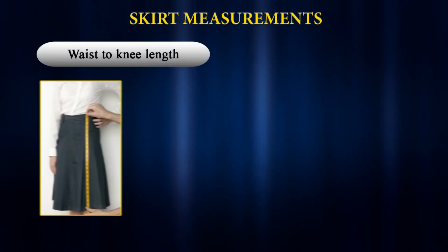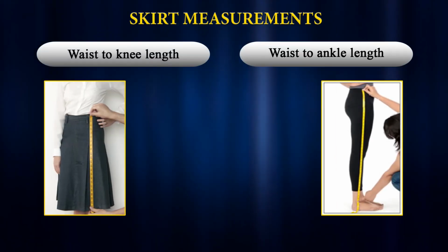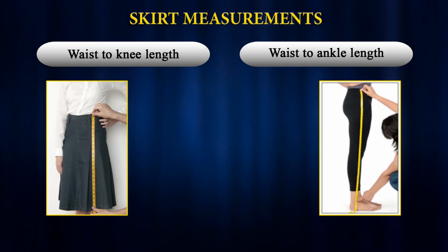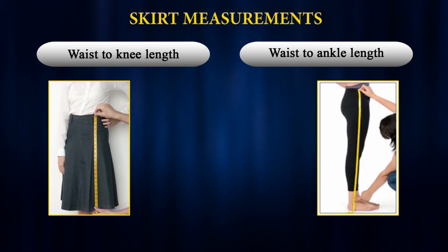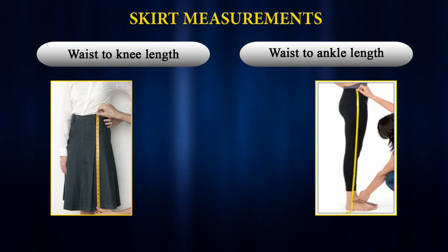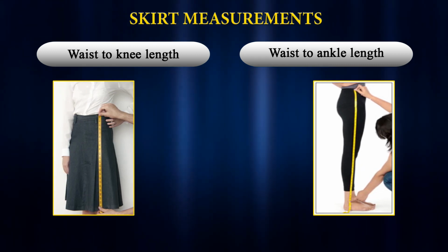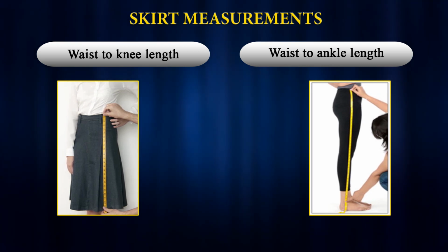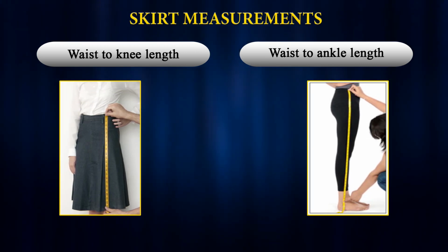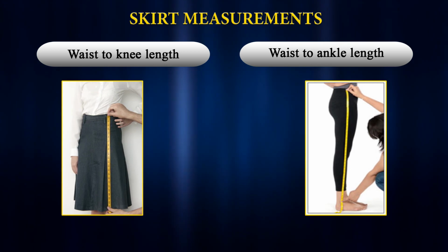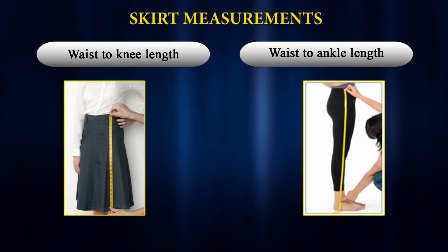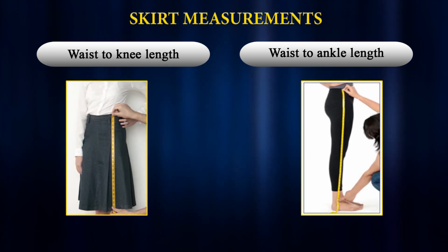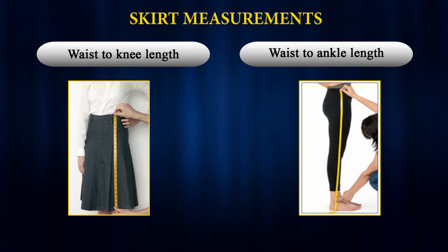Then, as you can see in the picture, we take a waist to knee length. If we are making a skirt up to the knee length, we keep the measuring tape on the waist landmark and measure to the knee length. As we have discussed, the knee landmark on the body, we take waist to knee length for a skirt.